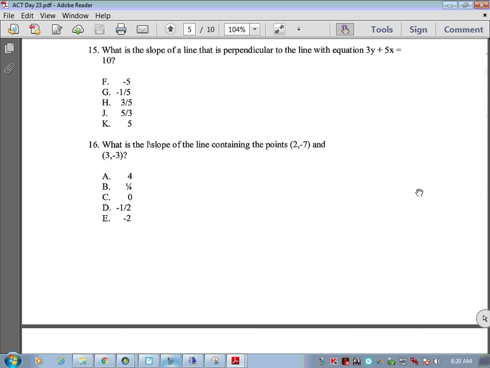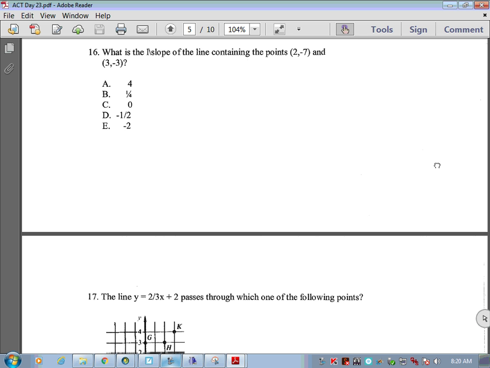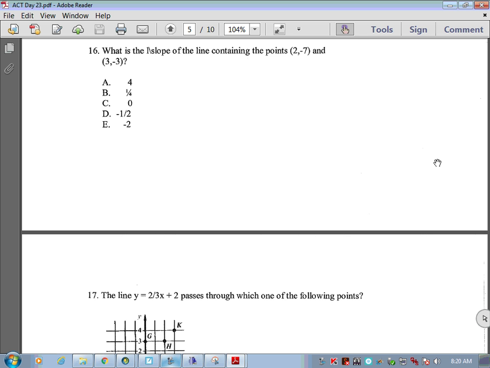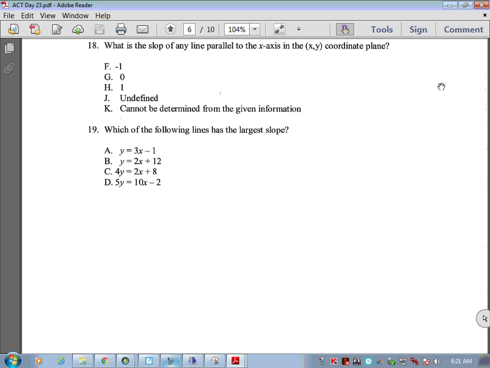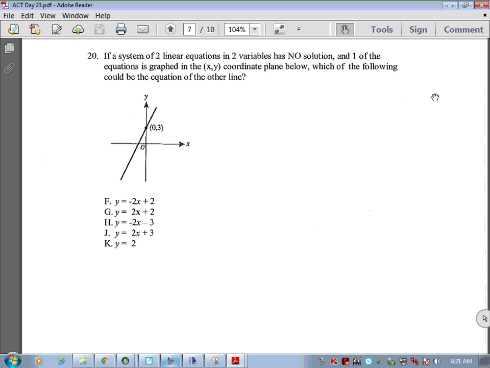15 is H, 3/5. 16 is A, 4. 17 is K, coordinates 3, 4. 18 is G, 0. 19 is A, y equals 3x minus 1. 20 is G, y equals 2x plus 2.